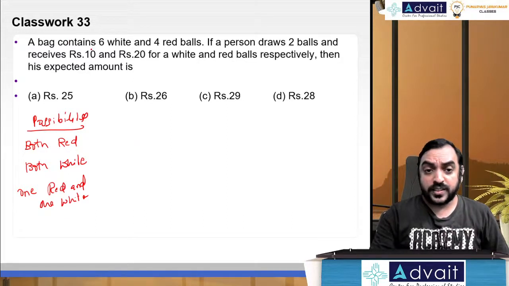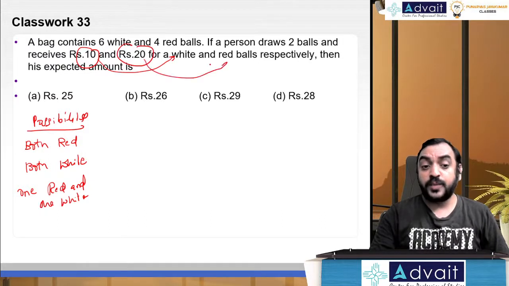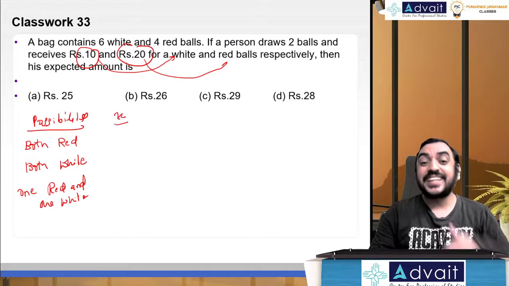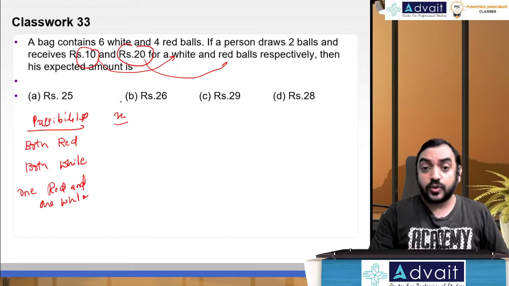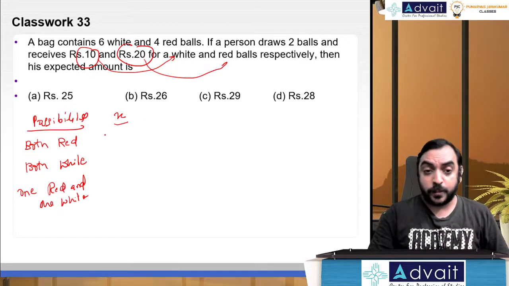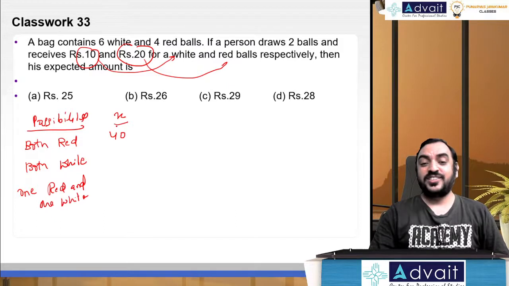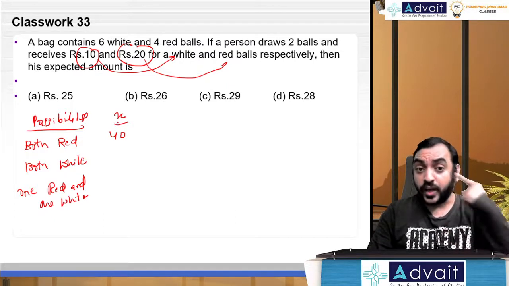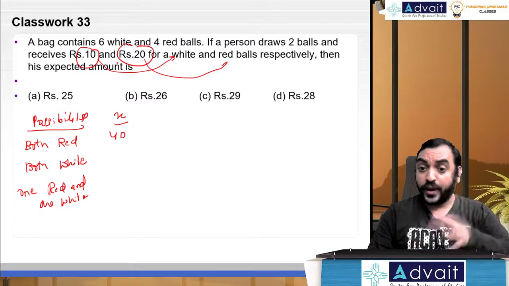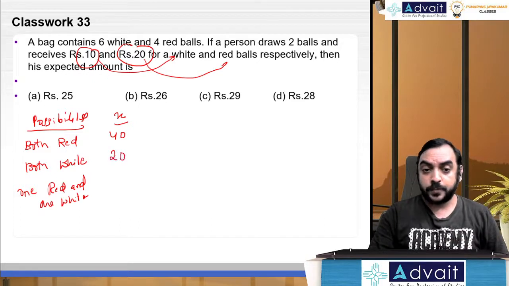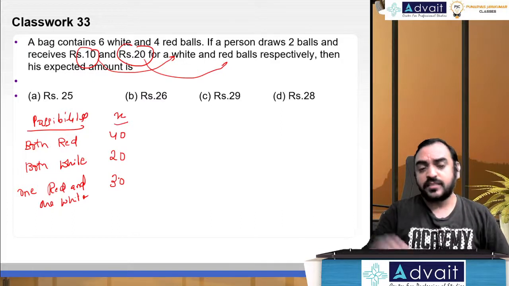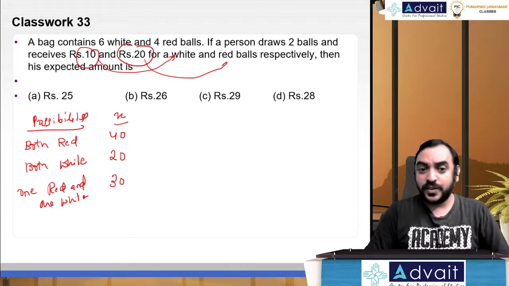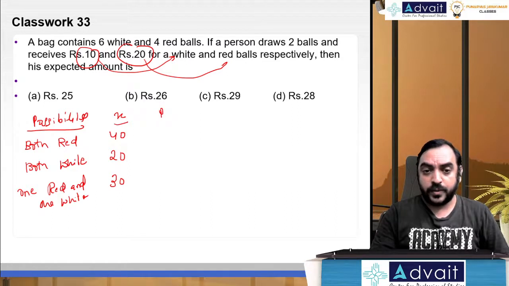How much amount do you get if both are red? See, you get rupees 10 for a white ball and rupees 20 for a red ball. So what is the value of the random variable X you get? Both are red: red gives 20 rupees, so 20 plus 20, 40 rupees. Both white: 10 plus 10, 20 rupees. One white, one red: 10 plus 20, you will get 30 rupees. These are the possibilities. Then we'll take the probability.